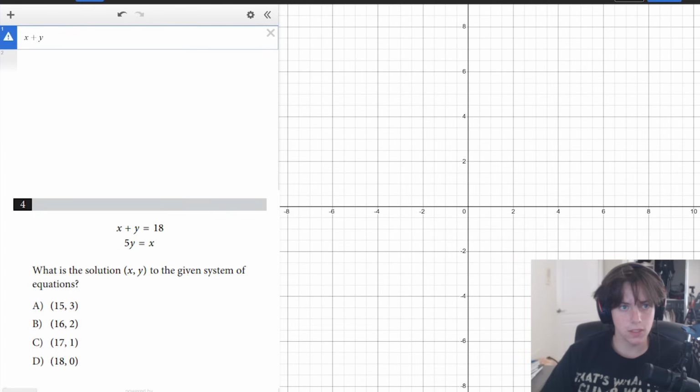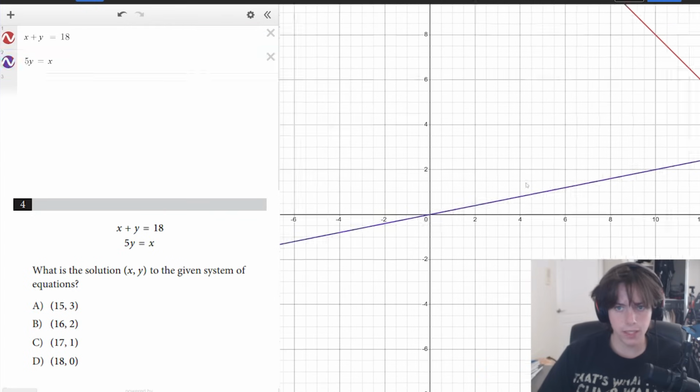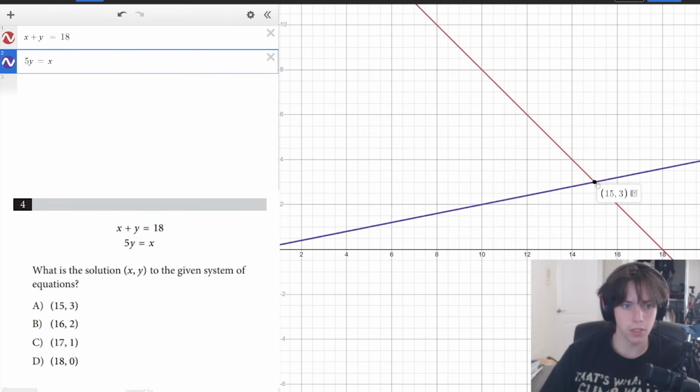Question number 4, what is the solution xy to the given system of equations? By plotting both, we see that x plus y equals 18 and 5y equals x. We see that the two lines intersect at 15, 3. And so obviously our answer would just then be A.